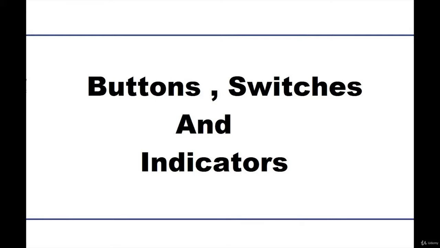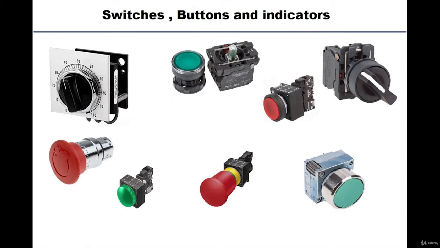Welcome guys in this new tutorial, and in this lecture we are going to talk about buttons, switches and indicators. Buttons and switches are the most basic element in order to turn on, turn off devices or adjust some parameters manually. While indicators are used to read certain state of your panel, like if the motor is running or it's in stop mode or it is in busy mode.